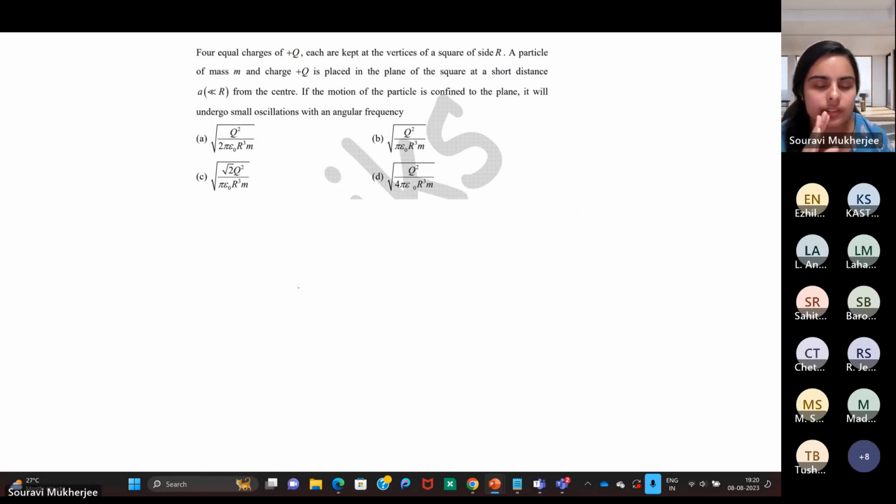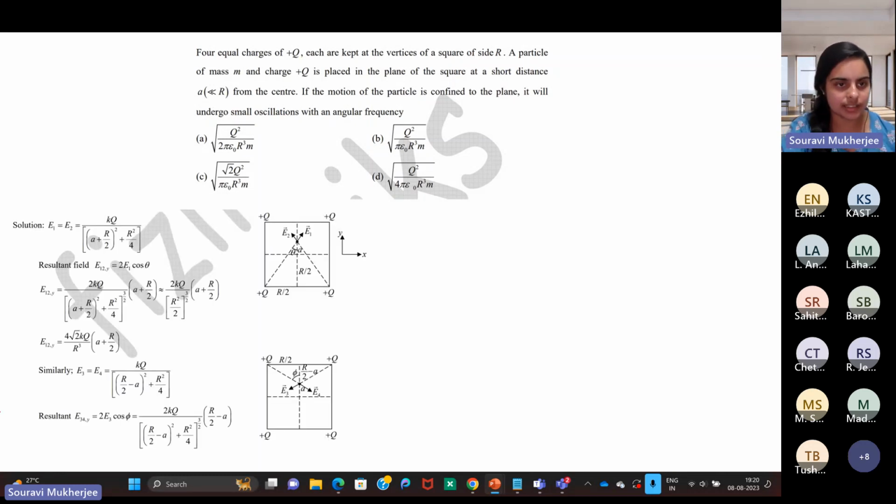So the solution or the process is very simple. The concept is simple, but here obviously you have to consider that a is small, much smaller than r, and all of this, and that would involve some kind of approximations that you have to do. Okay, so it's something like this.